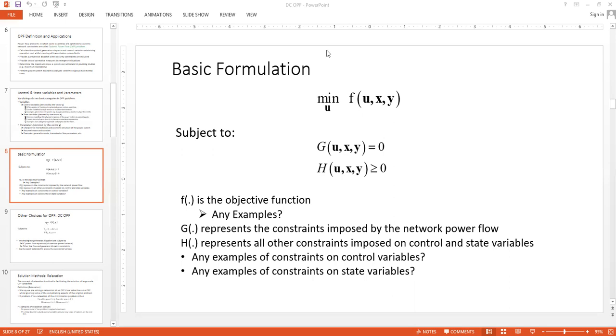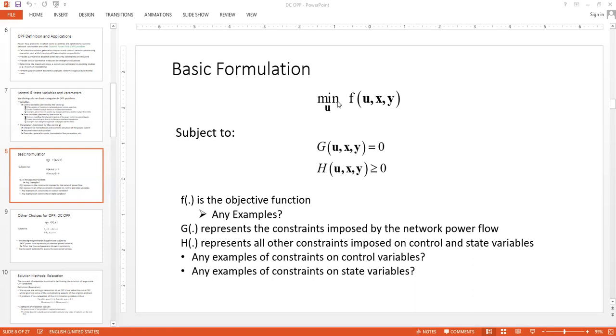Now in today's class, we will see how the DC load flow concept can be applied for solving the optimal power flow, again considering the DC type of optimal power flow. So in short, we will call it DC optimal power flow. Before we look at the formulation of the DC optimal power flow, let us go back to the slide where we show the basic formulation of the conventional AC OPF.